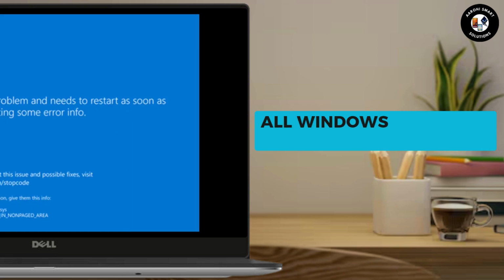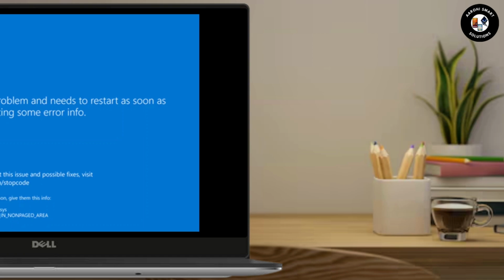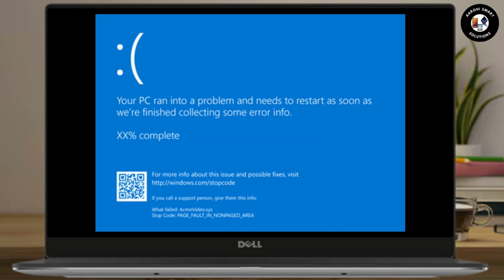The Windows screen of death (SOD) is a term used to describe critical system errors that cause a system to crash. So here is a breakdown of the different Windows screen of death colors and what they represent. The first one is blue screen of death.